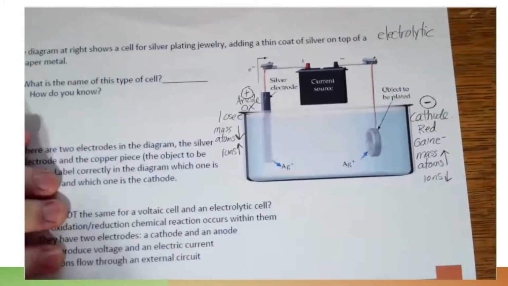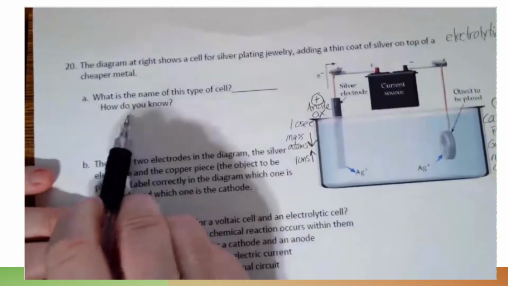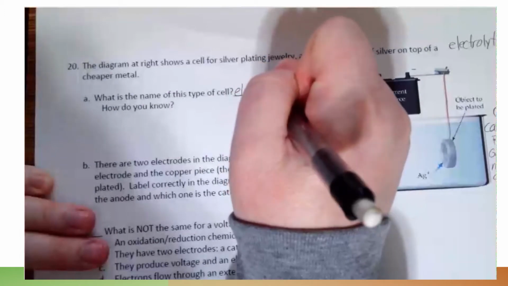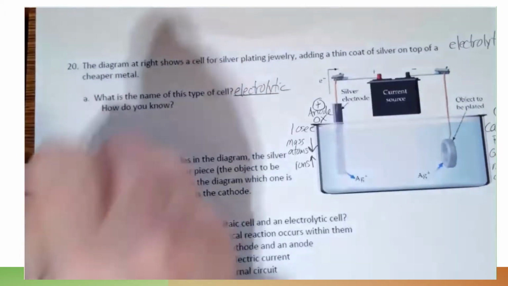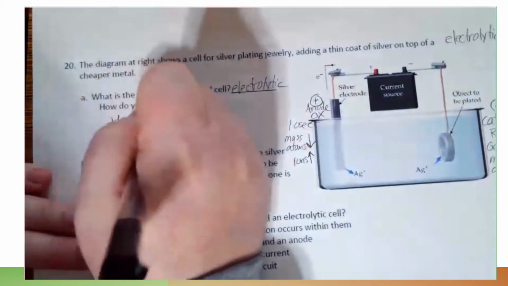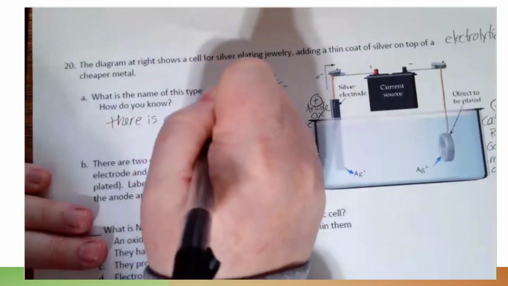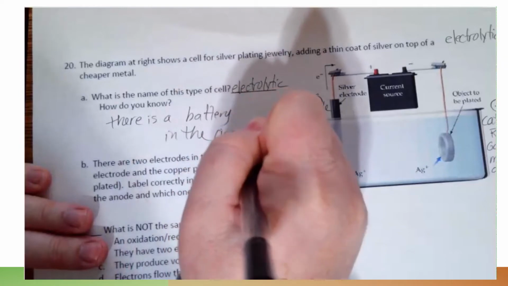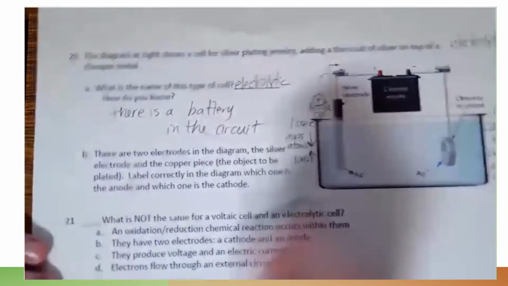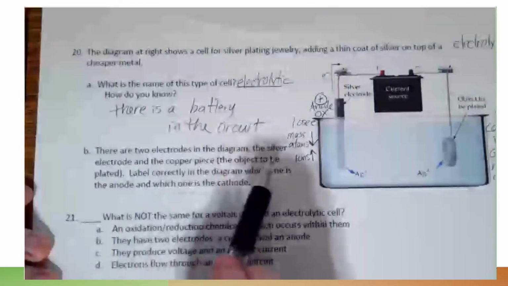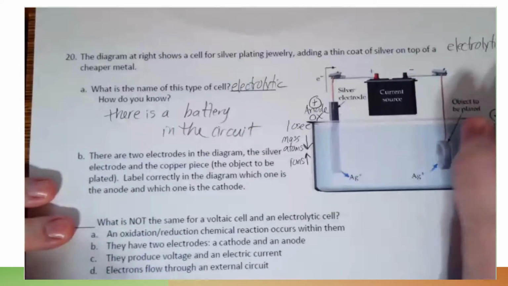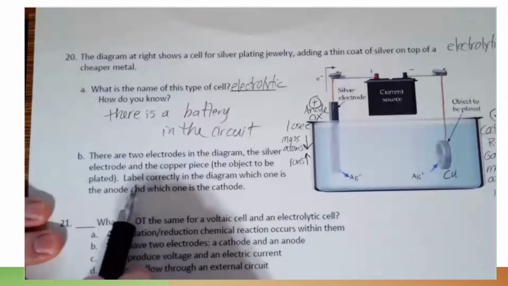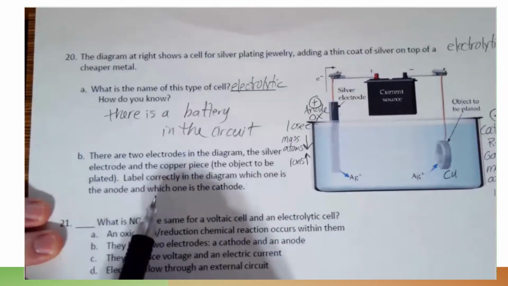Okay? So, what is the name of this type of cell? Well, I already answered that. That is electrolytic. How do I know? There is a battery in the circuit. A power source, you could say a current source. There are two electrodes in the diagram, the silver electrode and the copper piece. Oh, it told me this is copper. Label correctly in the diagram which one is the anode and which one is the cathode.